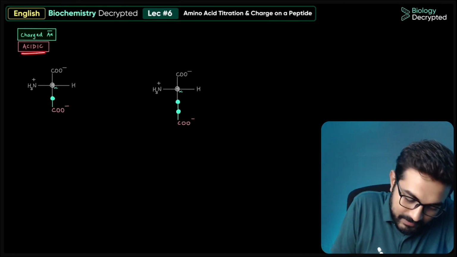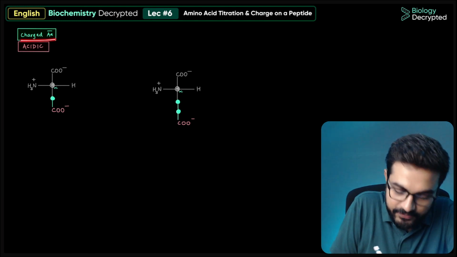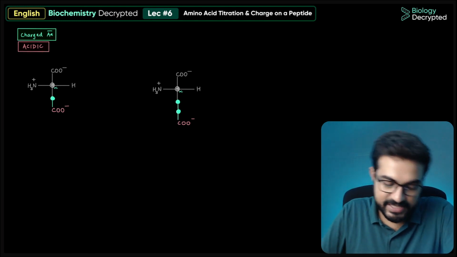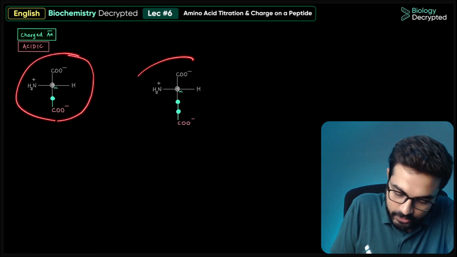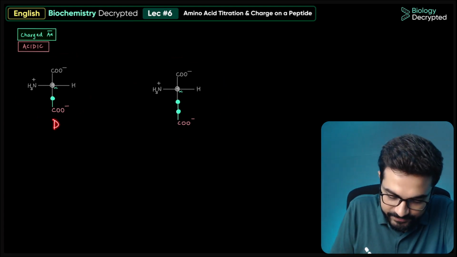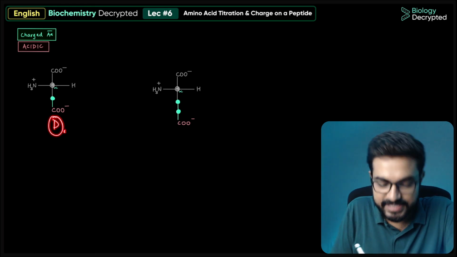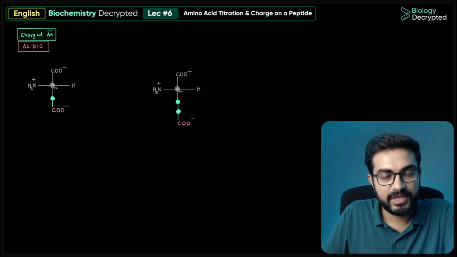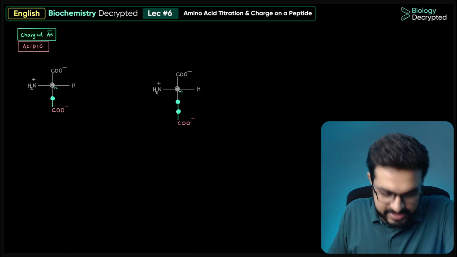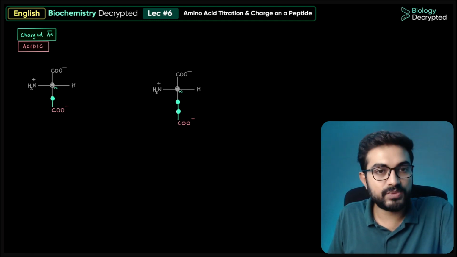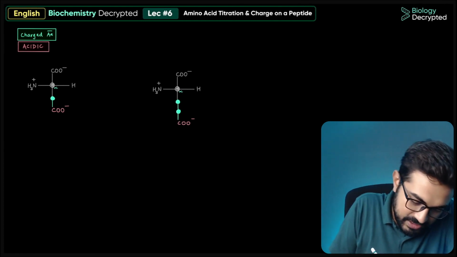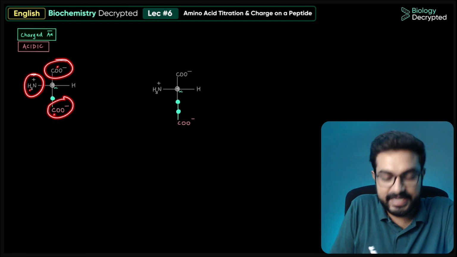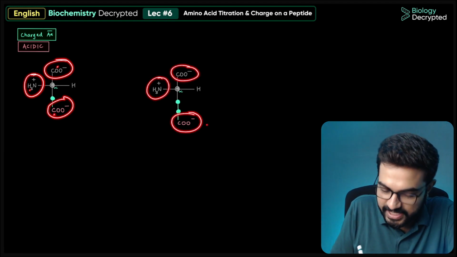Now, coming to charged amino acids, and specifically acidic amino acids, we can see there are two acidic amino acids. The first one is aspartate or aspartic acid, and the second one here is glutamate or glutamic acid. These are the charged amino acids with acidic groups. What you can see here is there are three ionizable groups. All these three groups are ionizable. Similarly here, all these three groups are ionizable.